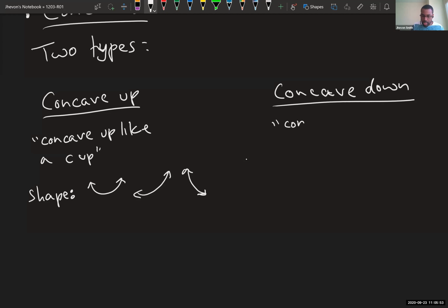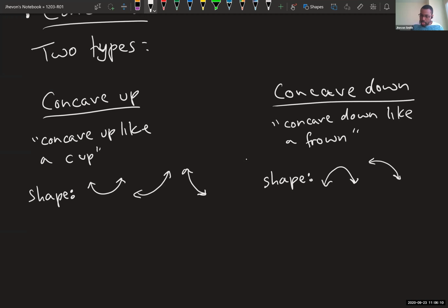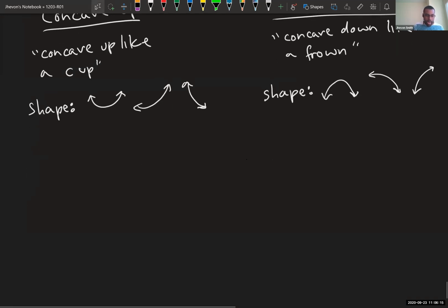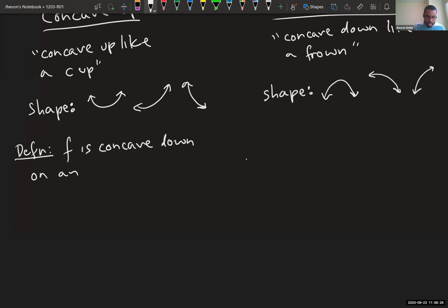Concave down means concave down like a frown. So this tells you when the graph is shaped like a frown. It could be shaped like a frown and decreasing, or shaped like a frown and increasing as well. So it can be any of these shapes. Now, by the definition, f is concave down on an interval I, while in this section it is concave up.